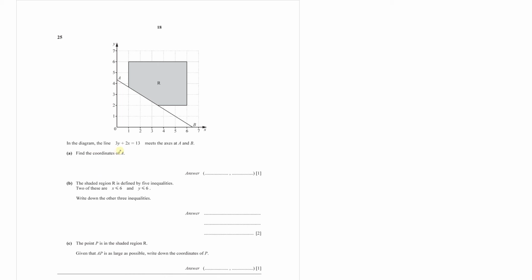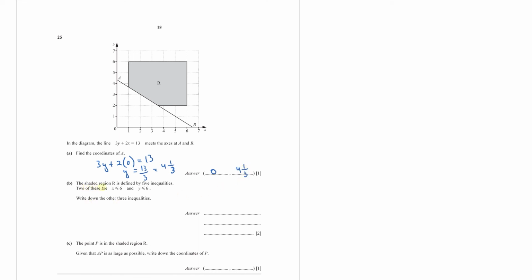So you already know the x coordinate. To find the y coordinate, we simply substitute x equal to 0 in this equation here. So 2 times 0 is 0, and then y equals 13 over 3, which is 4 whole 1 over 3. So your x coordinate is 0 and your y coordinate is 4 whole 1 by 3.